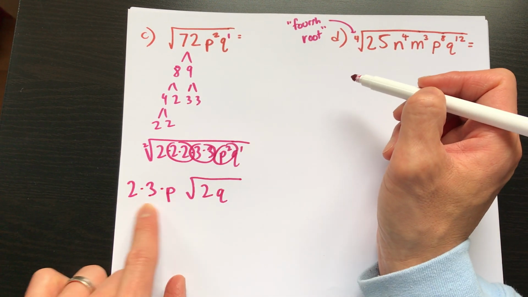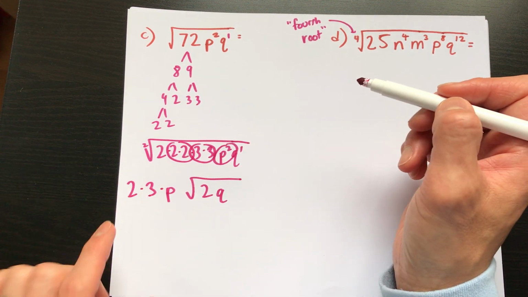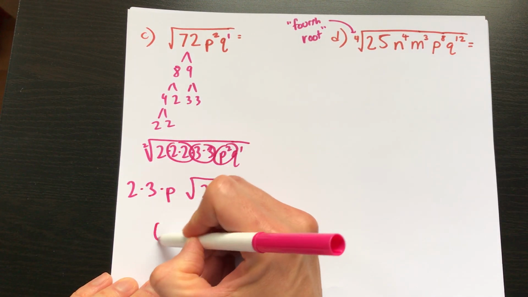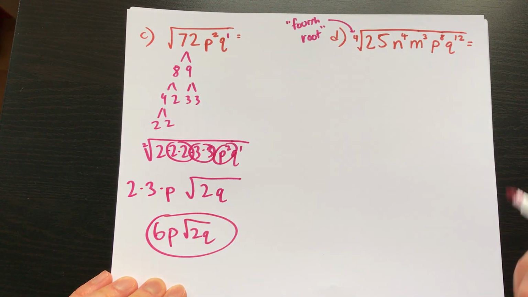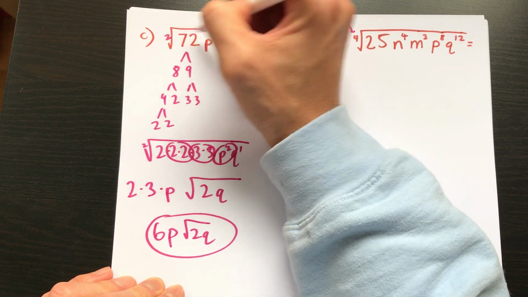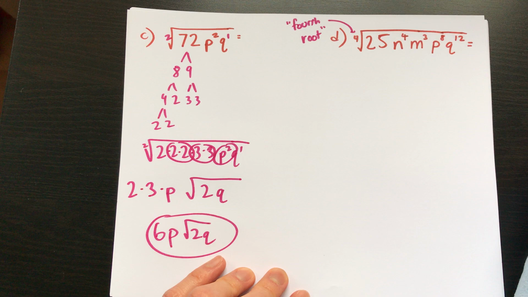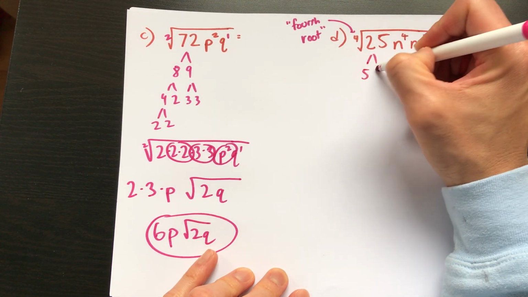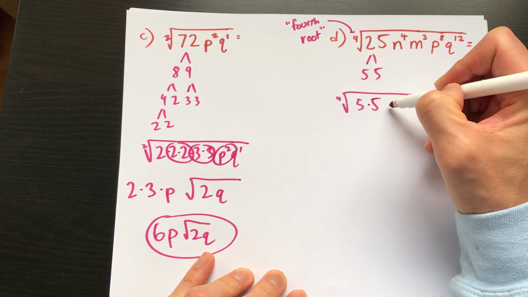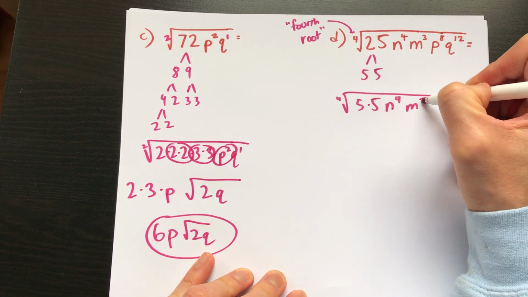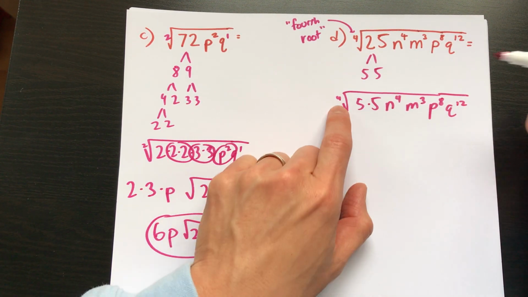Now can we simplify anything outside the radical? So let's combine the 2 and the 3. It's not 5. Remember, it's 2 times 3. So that's 6p square root of 2q. Okay? So essentially what you're doing, you're dividing these powers by 2. So this one you're dividing by 4. Okay, so let's break down 25. So we have 5 times 5, n to the 4th, m cubed, p to the 8th, and then q to the 12th. So let's divide.